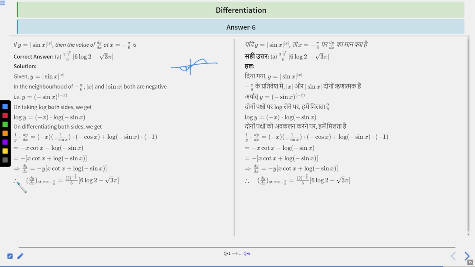Therefore, dy/dx at x equal to −π/6 is equal to 2^(−π/6)/6 into (6 log 2 − √3 π), because we have put x equal to −π/6. Clear? Thank you so much.